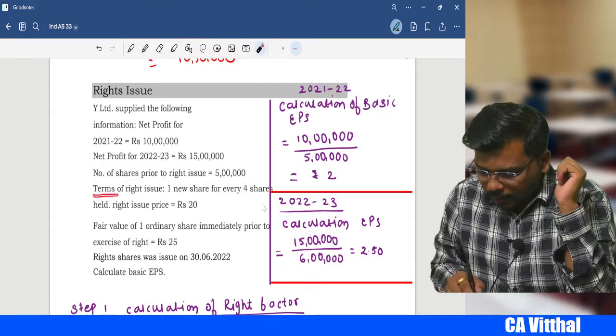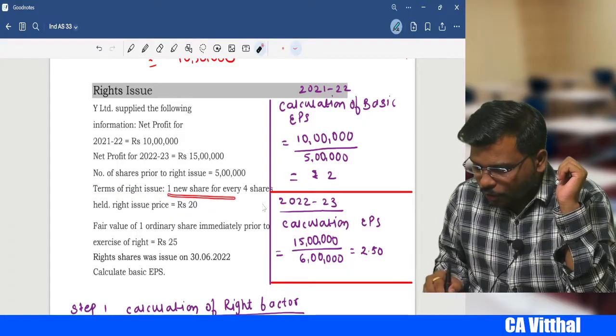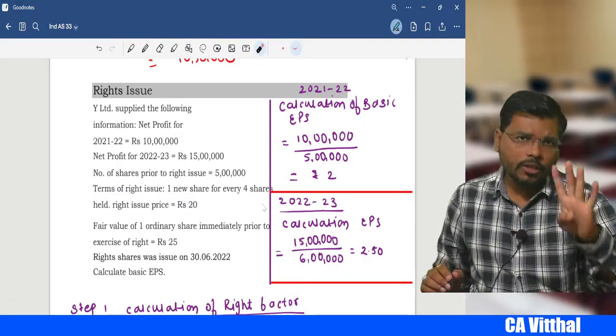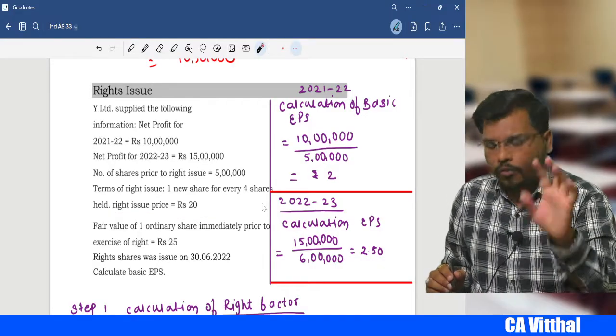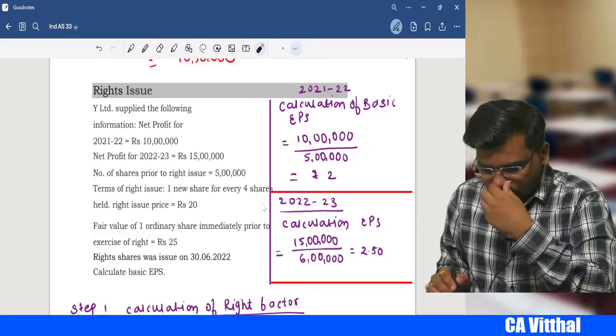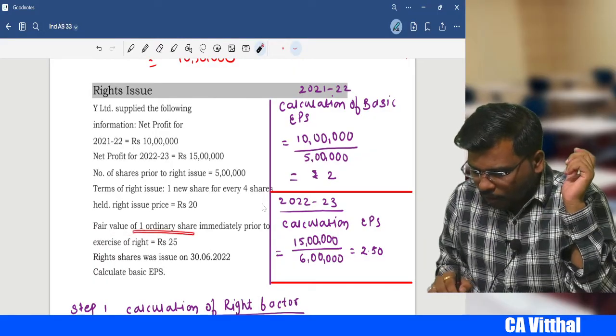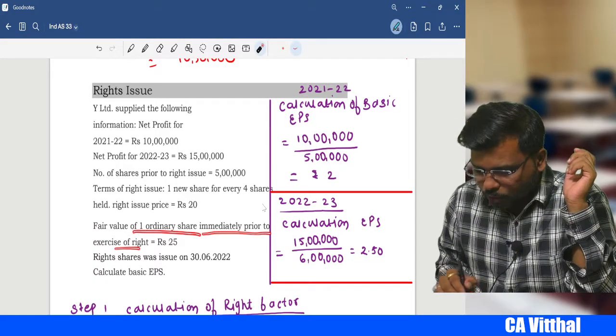Then the term of issue is what? 1 new share for every 4 shares. That means if you have 4 shares, you will get 1 right share. Right issue price how much, sir? 20 rupees. Fair value of 1 ordinary share immediately prior to exercising the right, how much, sir?